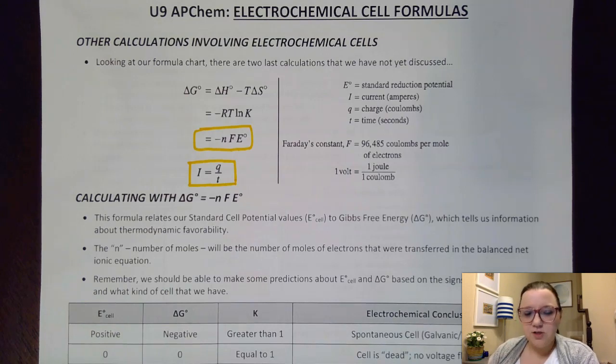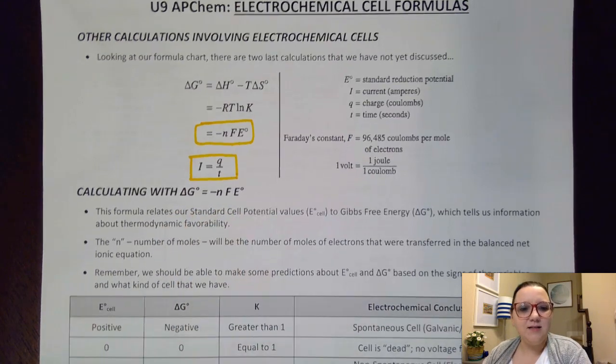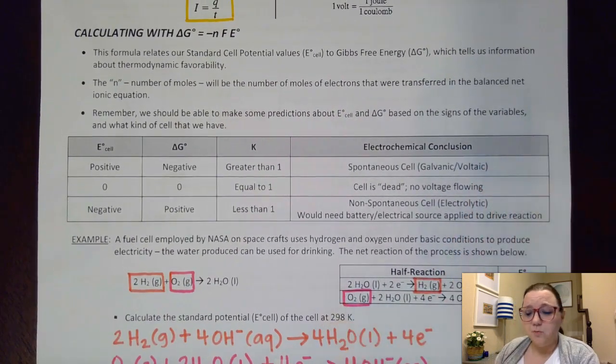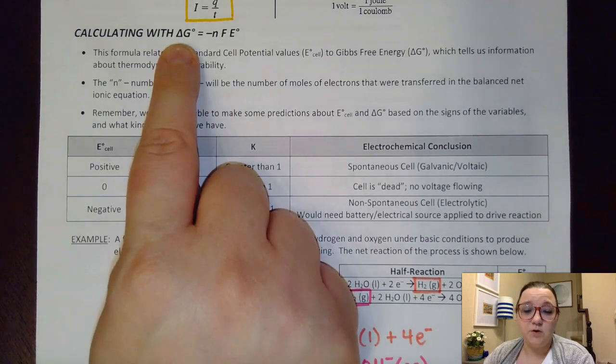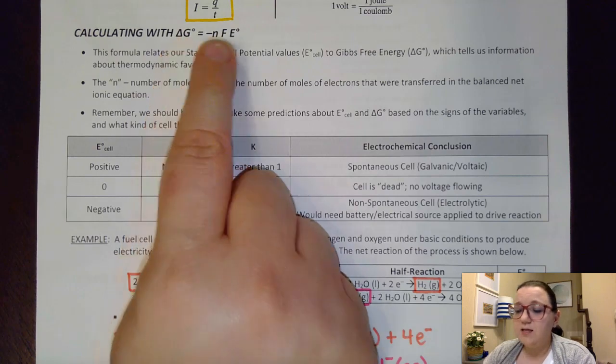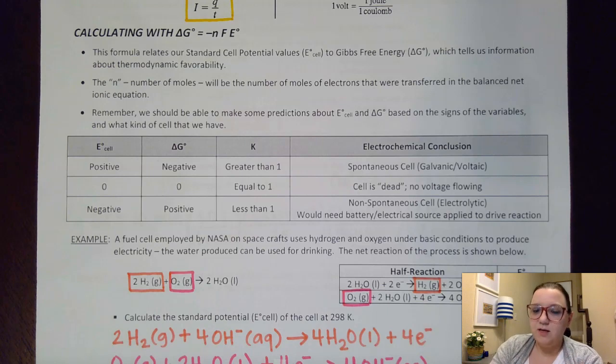So the first calculation that we're going to look at is delta G equals negative nFE. The nice thing about this formula is that it uses some variables that we are already familiar with. Delta G, of course, is Gibbs free energy, which tells us information about thermodynamic favorability. And this E with the degree symbol is referring to the standard cell potential. So here's that connection between my thermodynamic favorability and the positive or negative nature of my volt value. We've kind of already talked about the connection between these.